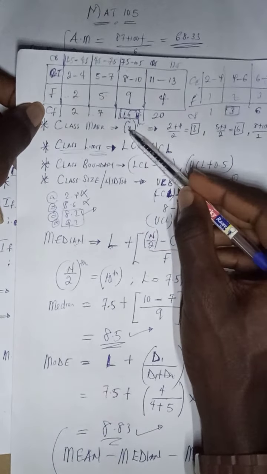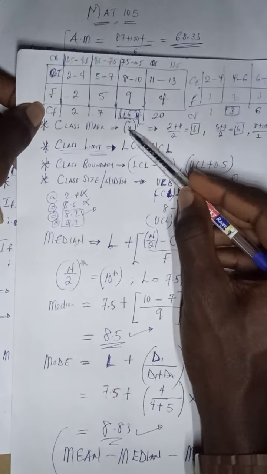This one is 3. This one is 6. And this one is what? This one is 9. The last one, is this one 9? Yeah, this one is 9. So the next one will be what? 12. 9 plus 3, that's 12. So I already have the class marks. So instead of using 2 goes to 4, we are using 3 this time around.